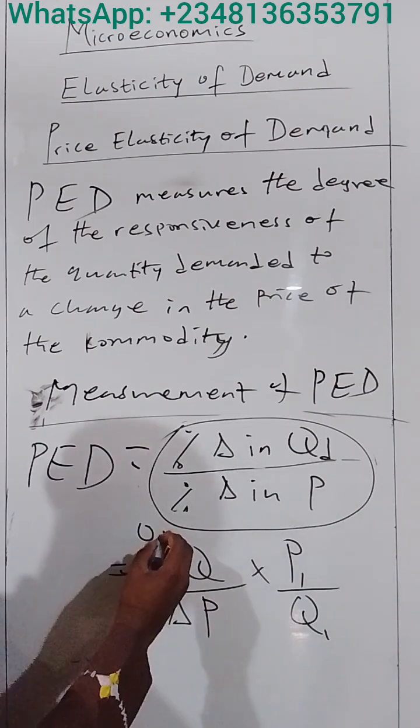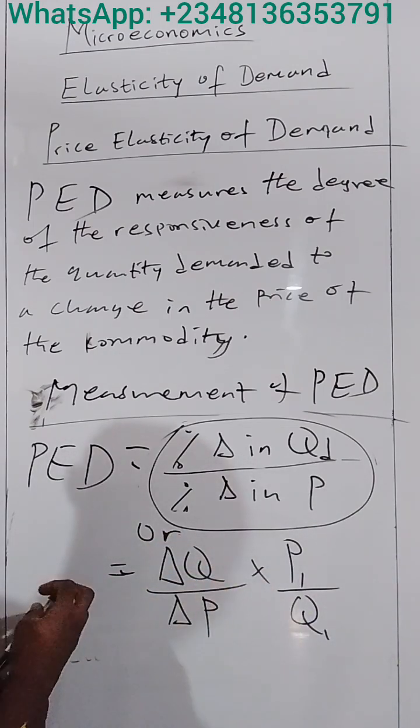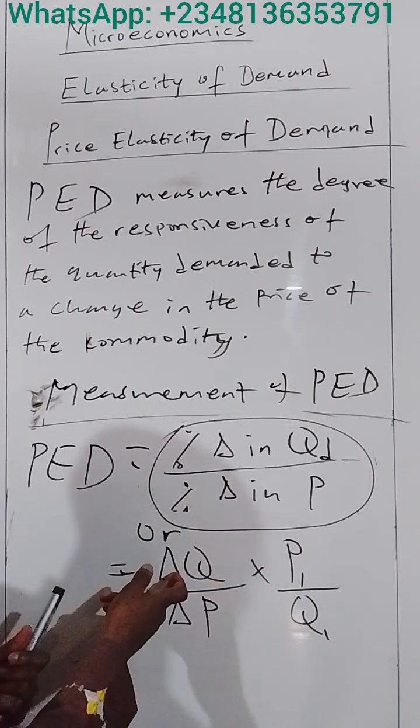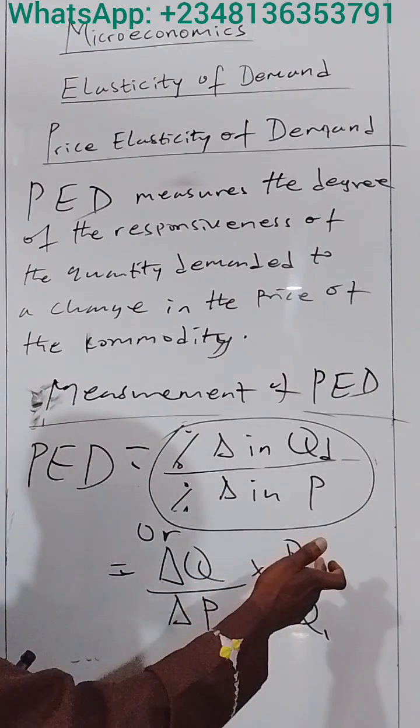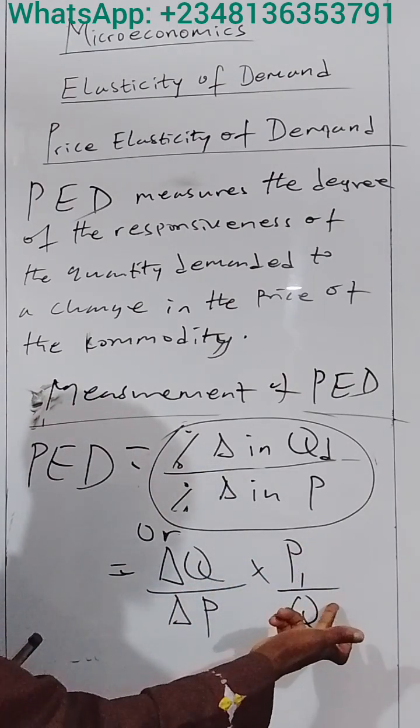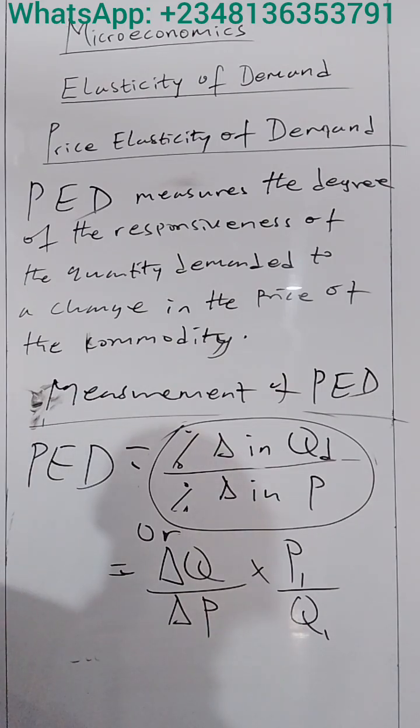Okay. An alternative formula you can use is this formula, that is the change in Q, the quantity demanded, divided by the change in price, then multiplied by the initial price divided by the initial quantity.